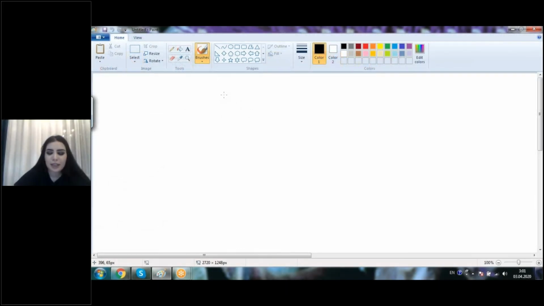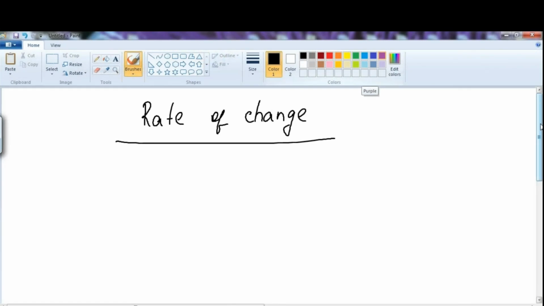So now I'd like to explain to you what the rate of change is. From the topic of linear functions, you already know the term slope. So, the slope is the average rate of change of the line. So it means, in other words, in order to find the rate of change, we should find the slope between two given points.